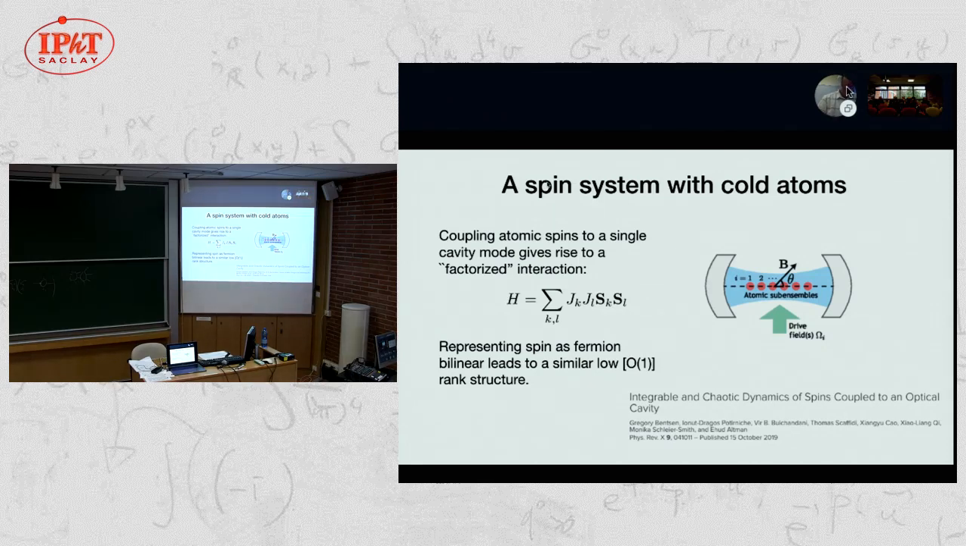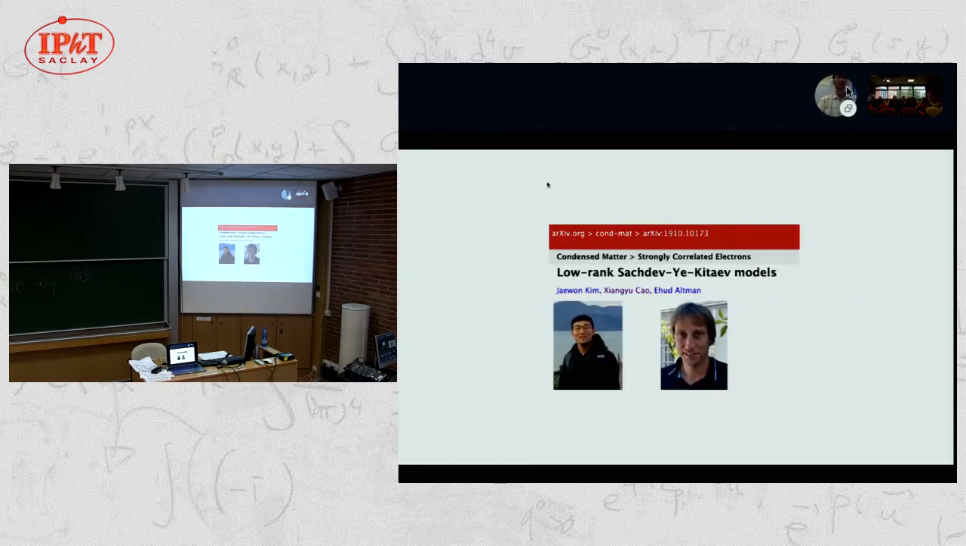So we have seen that this low rank SYK structure is actually everywhere, and it's more natural to realize in nature or in the lab than the full rank SYK model. This motivated us to study these low rank SYK models more systematically, and this is what we did in this preprint, which is in the pipeline at PRB now. It is done with Jae-Won, who is a PhD student, and Ehud, who is the PI leading our group.